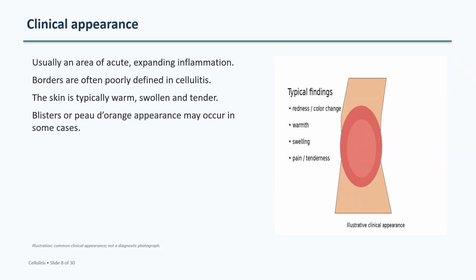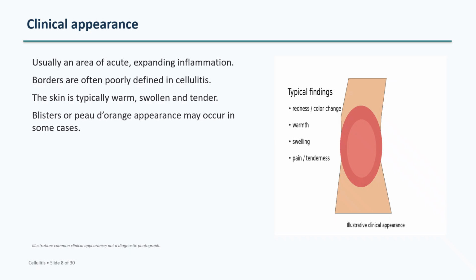So, what will be the clinical appearance? If cellulitis happened in the patient, where the patient is having cellulitis, we can see acute and expanding inflammation. In that area, we will see a sudden, acute, and expanding inflammation, increased inflammation at the site.